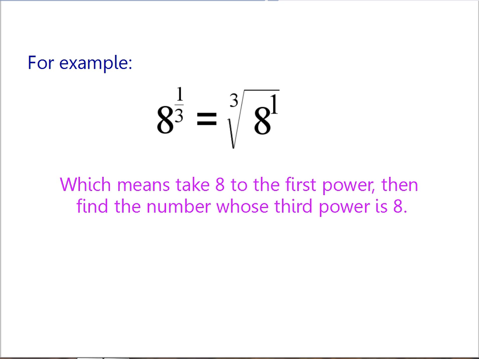If I want to evaluate this, it's pretty simple. It means that I'm taking 8 to the first power, then I want to find a number whose third power is 8. Hopefully you've done that enough to know that 2 to the third power is 8. So this whole thing equals 2.